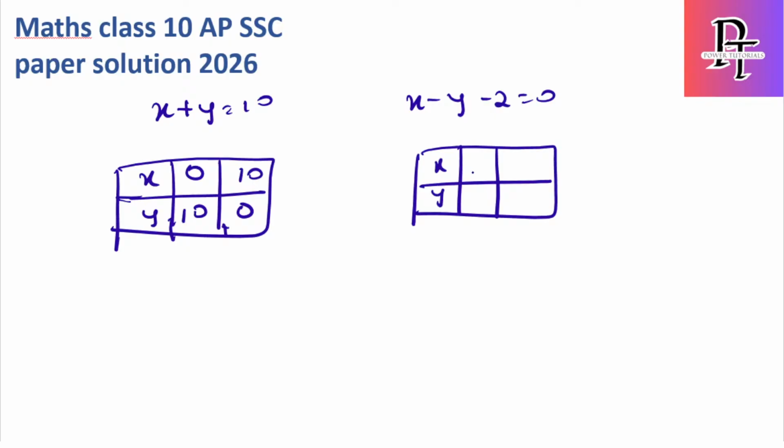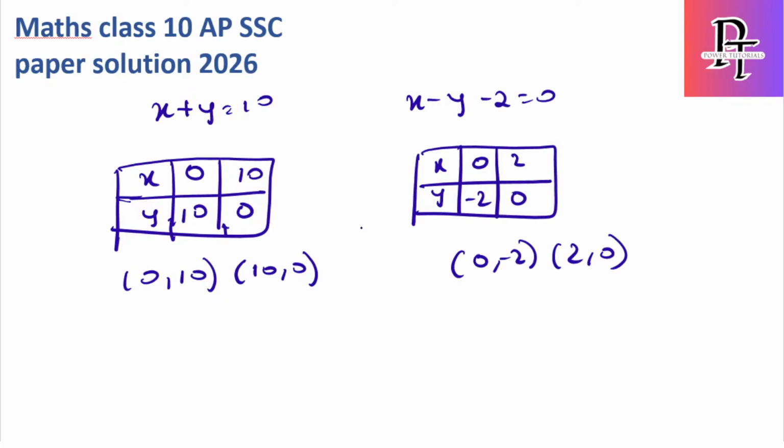If x is 0, I will get y as minus 2. If y is 0, then I will get x as 2. So the points are 0 comma 10, 10 comma 0, and for the second equation I got 0 comma minus 2 and 2 comma 0. So let's plot it.